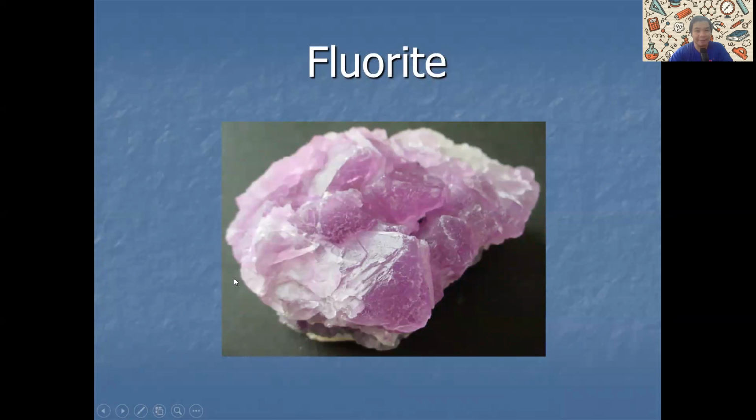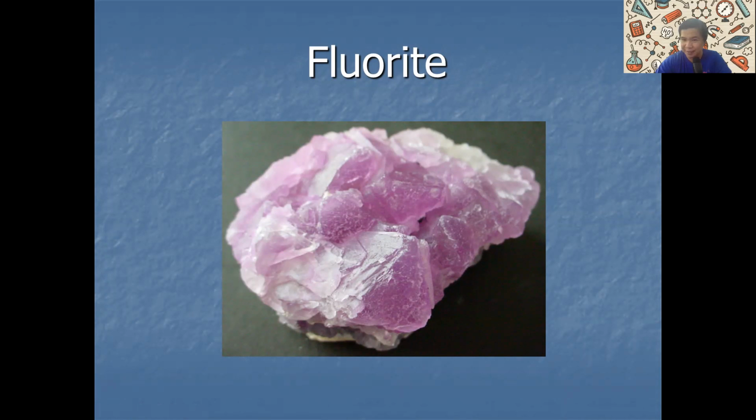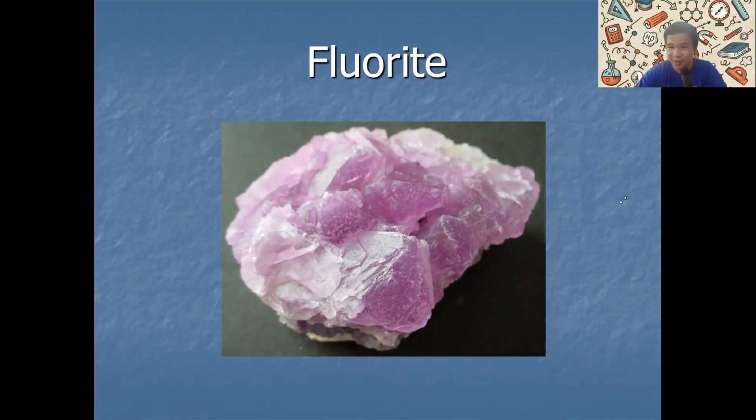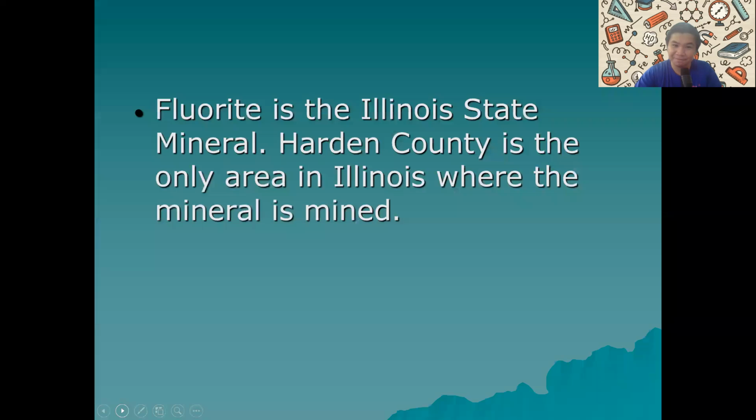Fluorite. Oh, this is a beautiful rock. It's so colorful. But let me just make myself a little bit bigger so you can see me while I talk about these types of rocks. There you go. I'm going to put myself at the bottom. Fluorite. As you can see, it looks a little bit like chalk. What do you think fluorite is used for? Fluorite is the Illinois state mineral. Hardin County is the only area in Illinois where the mineral is mined.